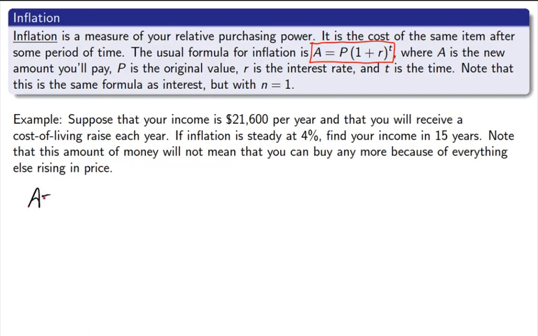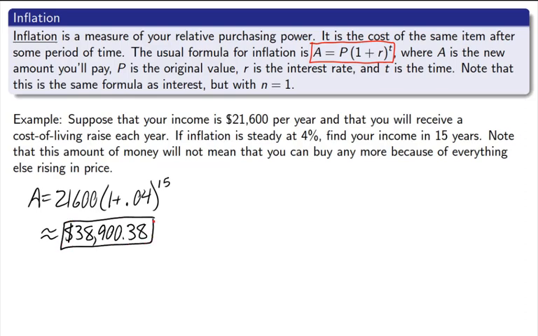So we've got A equals, the $21,600 is your P, r is 0.04, and t is going to be 15 years. I get approximately $38,900.38. That's a lot more money than you were making 15 years before. Or is it? Unfortunately, with inflation, what this means is that you're making $38,900 a year, but you won't be able to buy any more with that $38,000 than you could with the $21,000 15 years before. The price of everything has gone up at the same time.